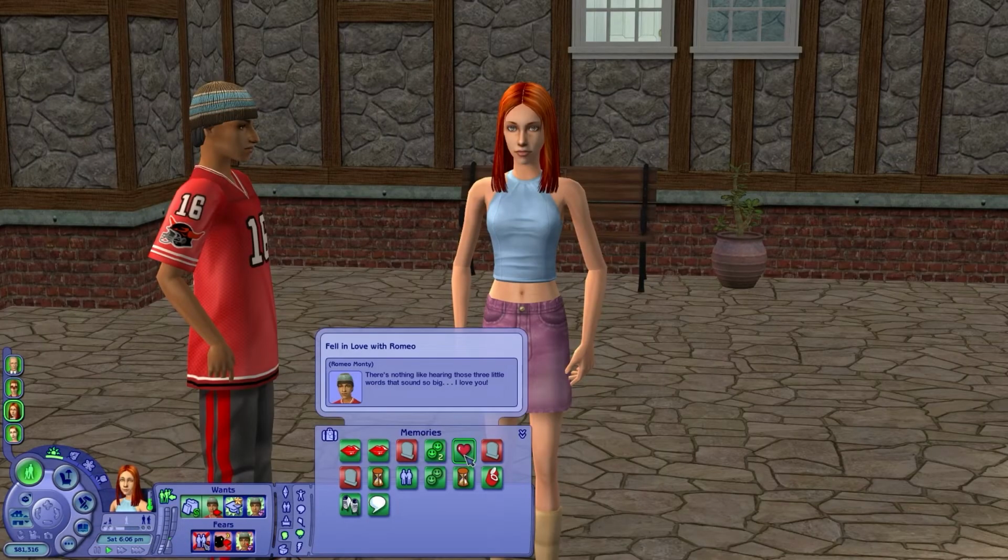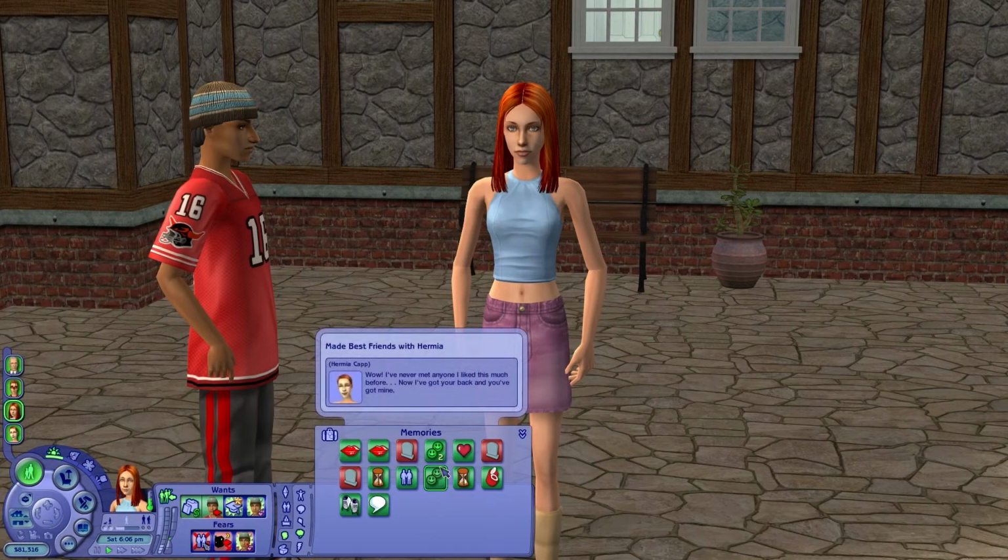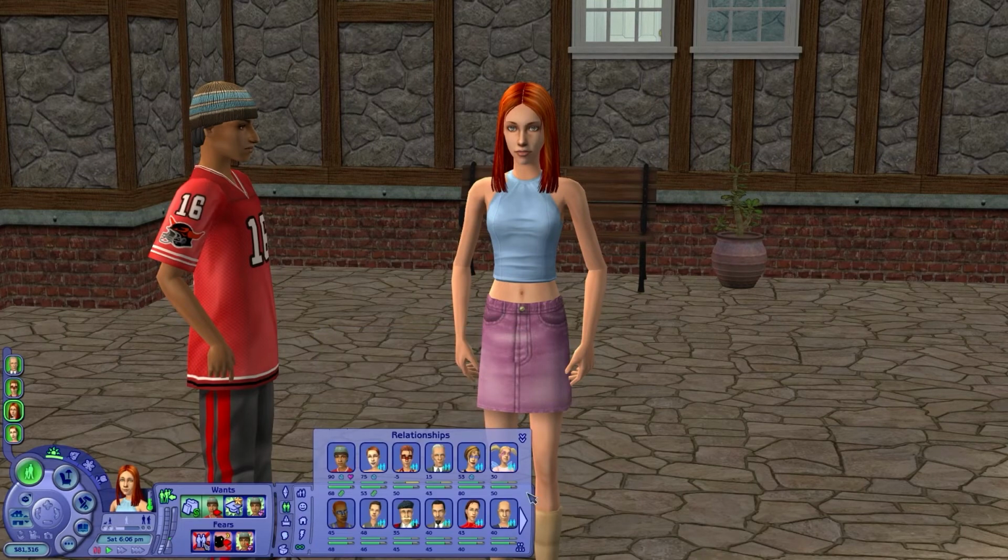She has a memory of falling in love with him as a teen, but she's not in love with him in her relationship panel. Even weirder, she remembers acquiring her second best friend, who has to be Romeo, after falling in love with him, which doesn't make much sense.